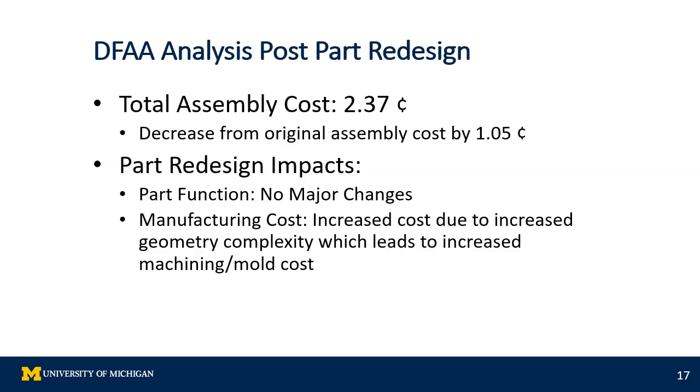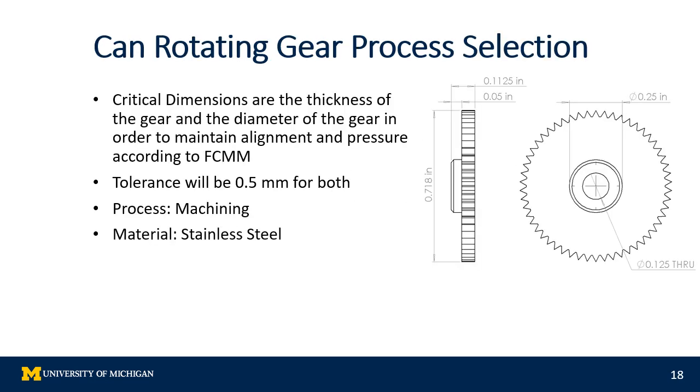After these redesigns, the total assembly cost decreased by 1.05 cents. The impacts from the changes on part function and manufacturing costs are also shown here. For the can rotating gear, the critical dimensions are the thickness of the gear and the diameter. This is in order to maintain alignment and pressure according to the FCMM.